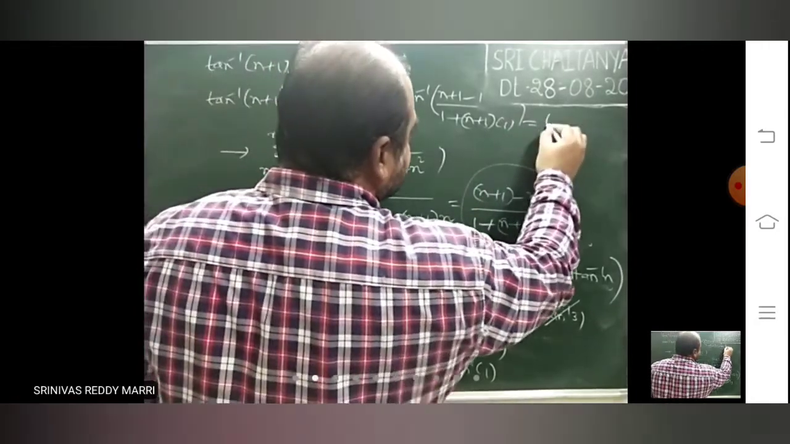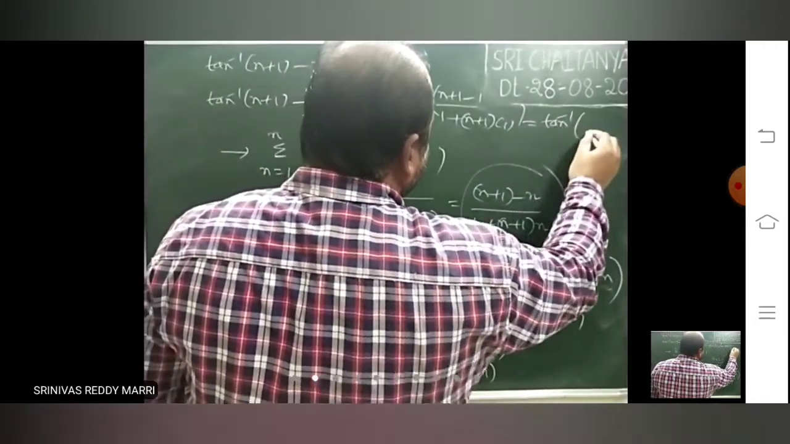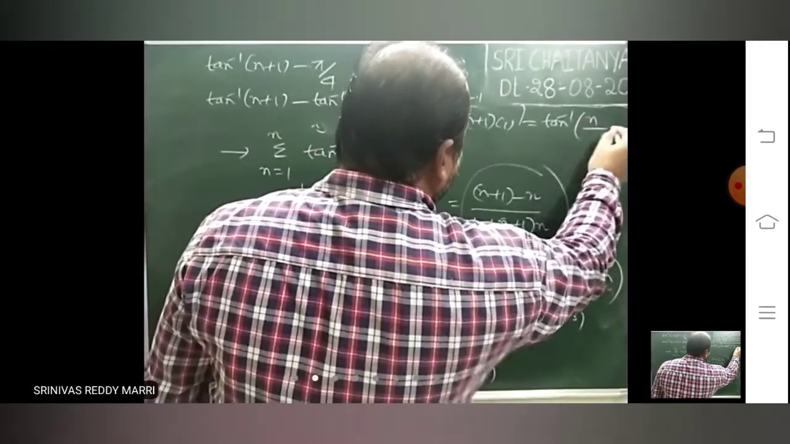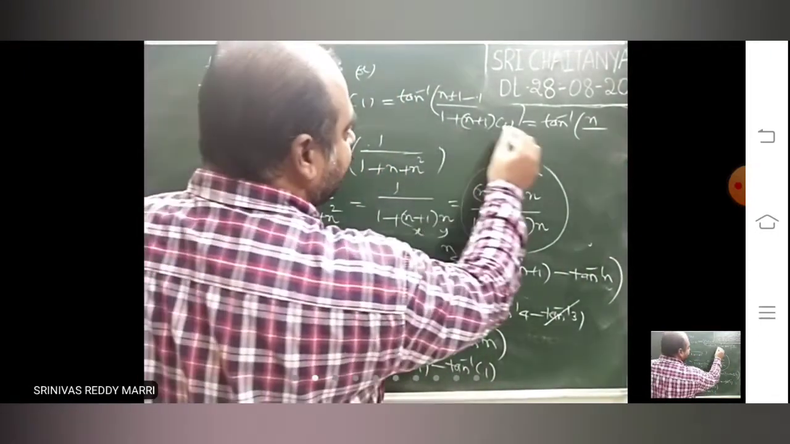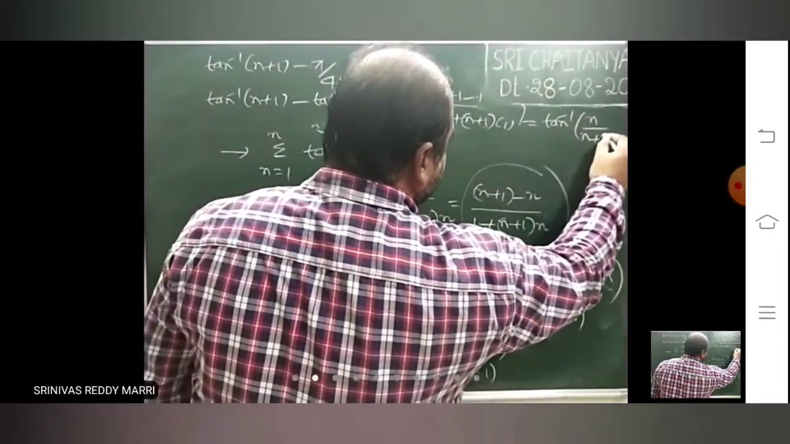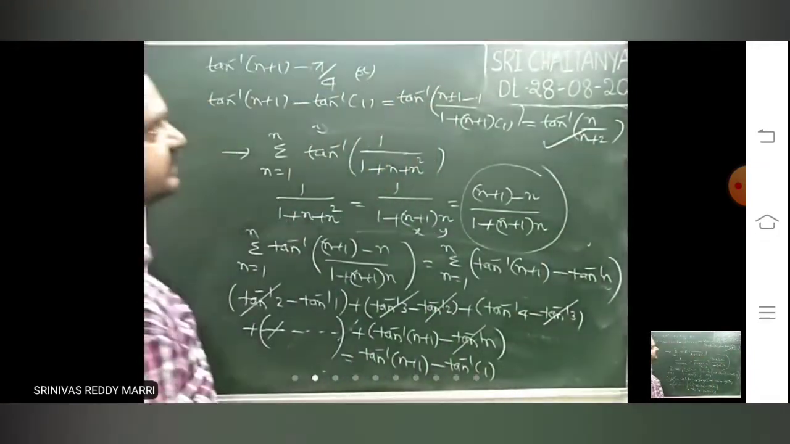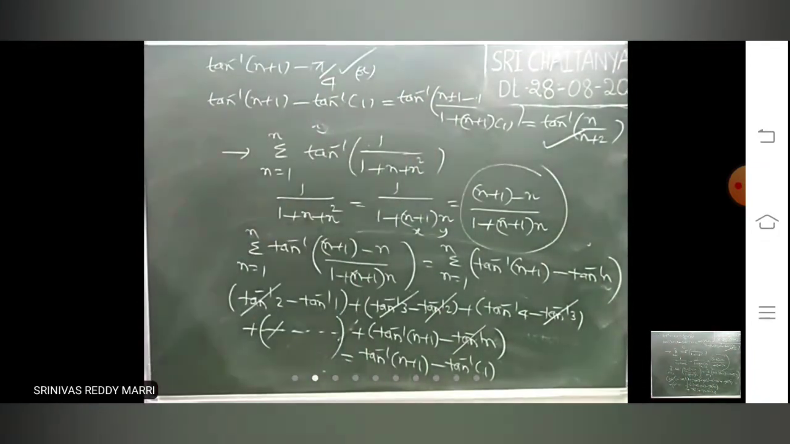So what is your answer? Tan inverse of n plus 1 minus 1, that is n, divided by 1 plus n plus 1. The answer can be in this form, or the answer can be in this form.